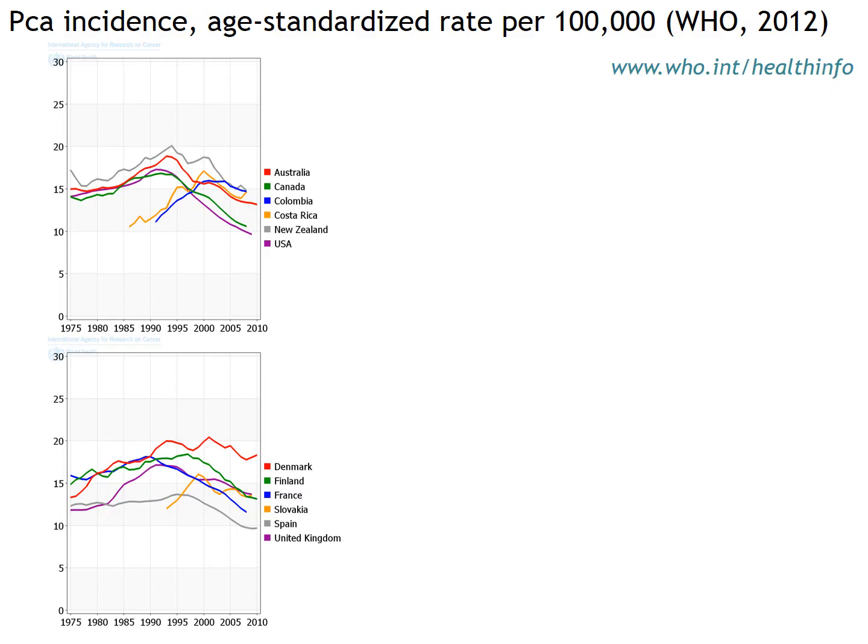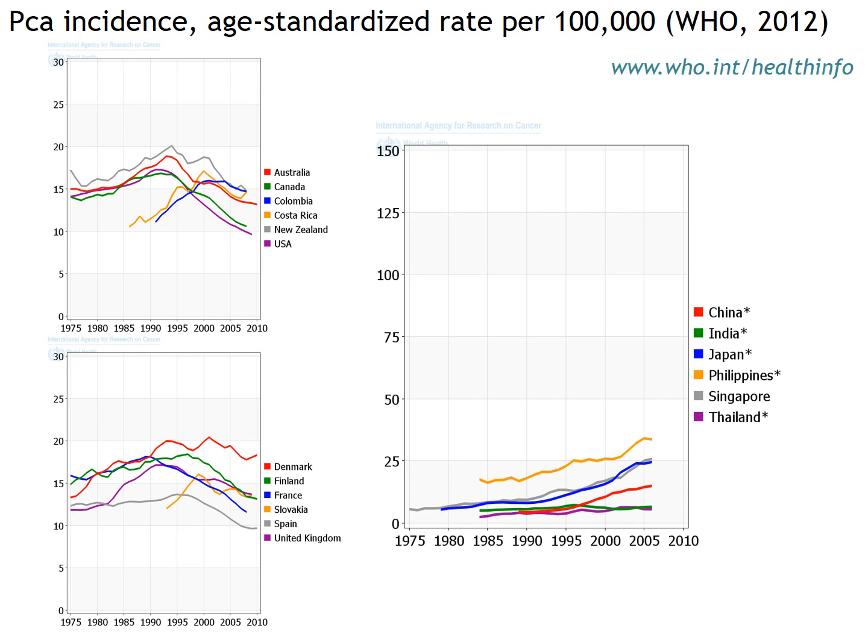As you see in these two graphs showing the incidence of prostate cancer in Europe and United States, prostate cancer incidence made its peak in 1990s and 2000s, and now it is decreasing. But the incidence is still increasing in Asian countries, as you see in this graph.